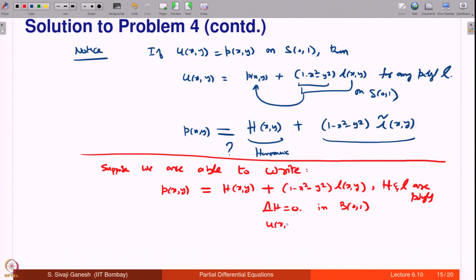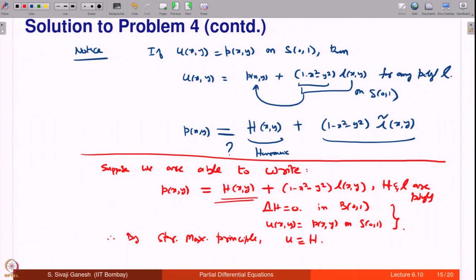u of x y equal to p of x y on S 0 1. Therefore, by strong maximum principle, we get u identically equal to H. So, this follows from the observation that we made on the previous slide. When the given p were a harmonic polynomial, then we concluded that u is identically equal to p. Now, here I will treat H as the given polynomial, and u equal to H on the unit circle, then H is the solution by strong maximum principle. So, u in particular is a polynomial in B 0 1.